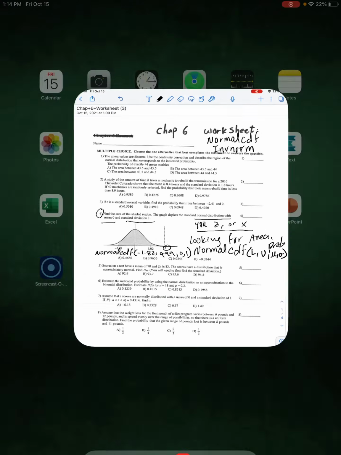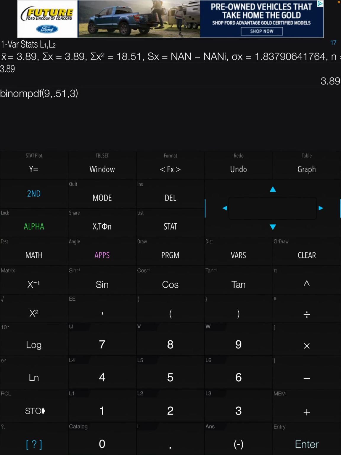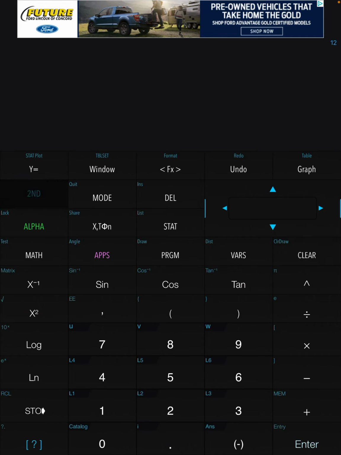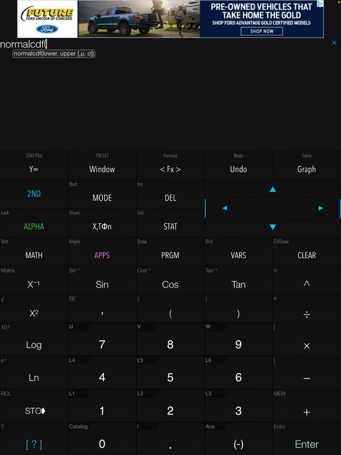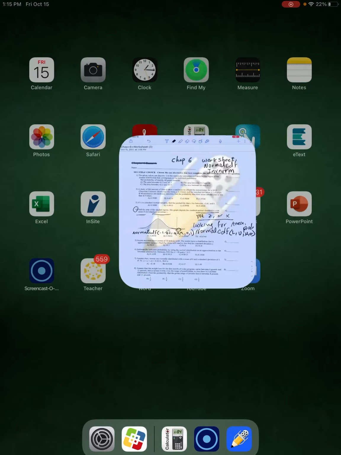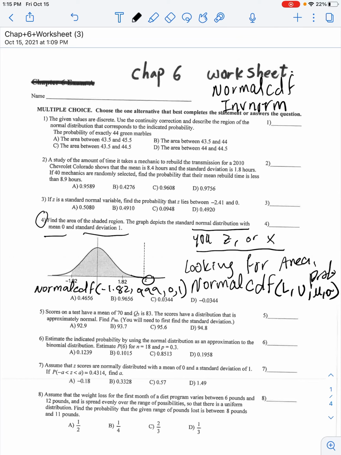In order to find that on your calculator, I'll show you again, this is not a TI 83, but it's pretty close to that, on my tablet. So you go second vars and you go to normal CDF. And when you go here, do you see lower, upper, mu, sigma? So then you put your values and you put commas in between. So negative 1.82, 999, 0, 1.